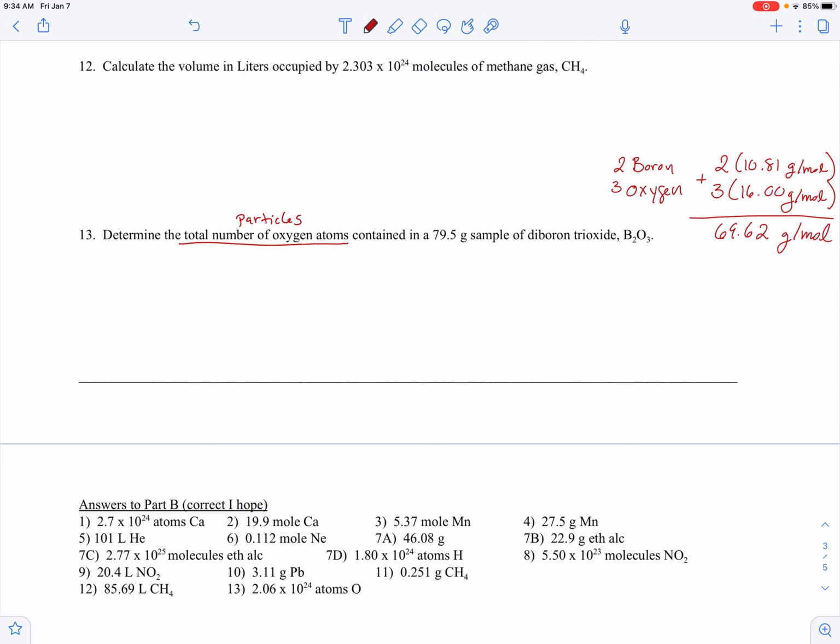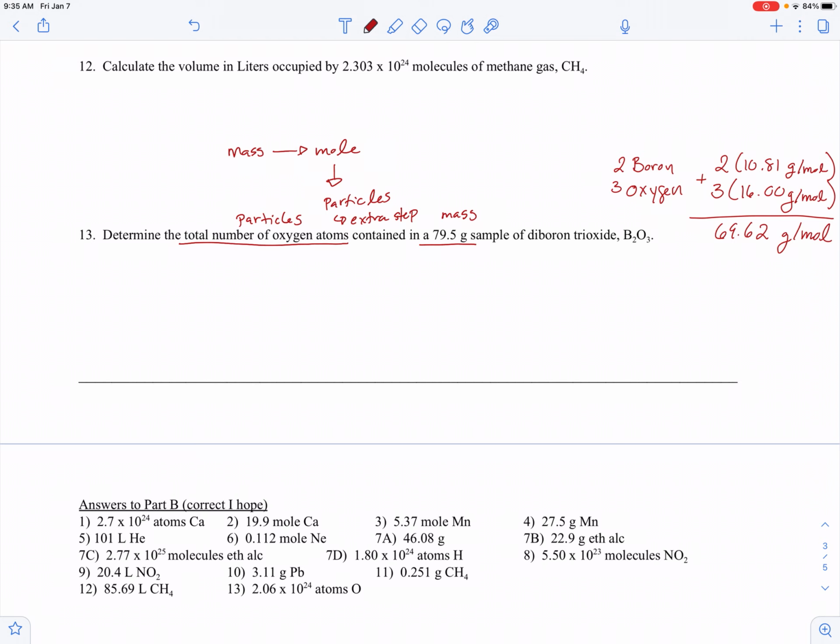And we're starting at 79.5 grams of our sample. So currently we're in mass. So what we're going to want to do is go from mass to moles, and then moles down to particles, and then this one's going to require that one extra step too to get into atoms. So let's go ahead and get started.